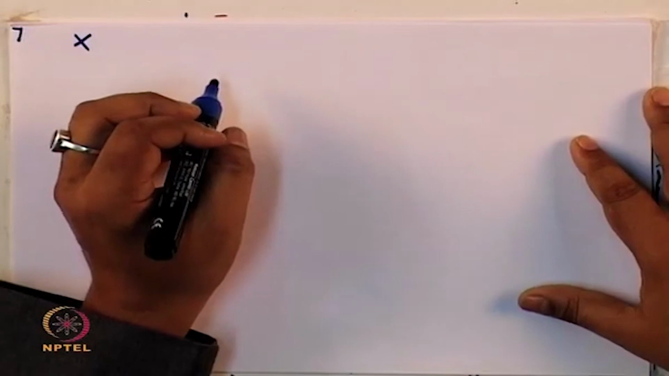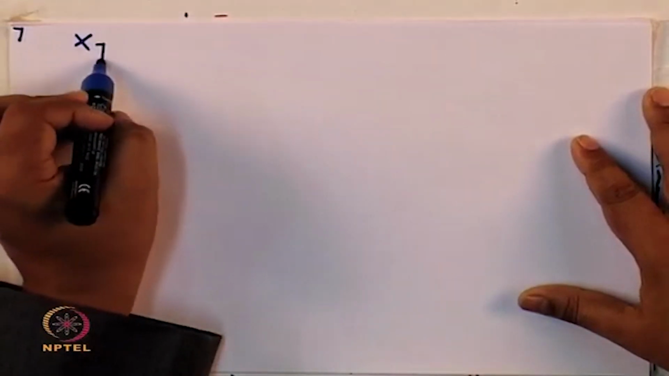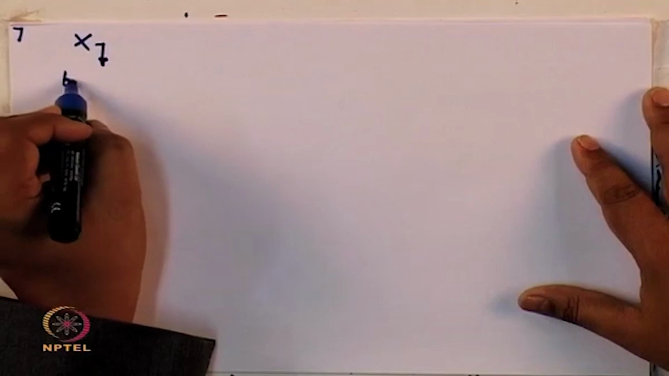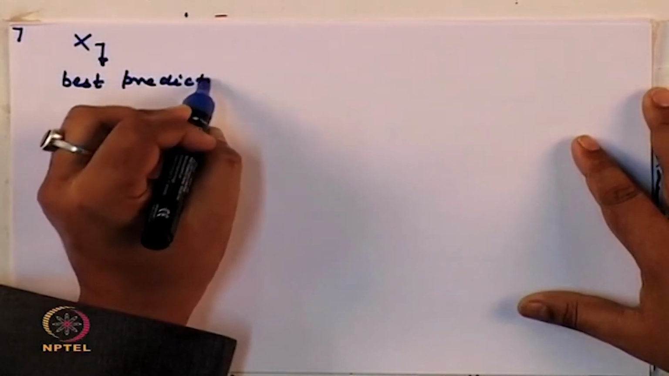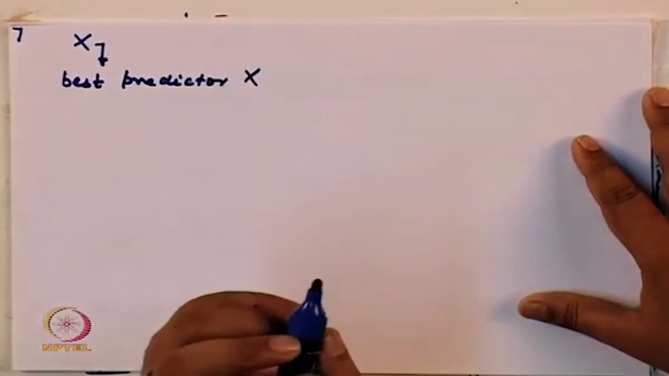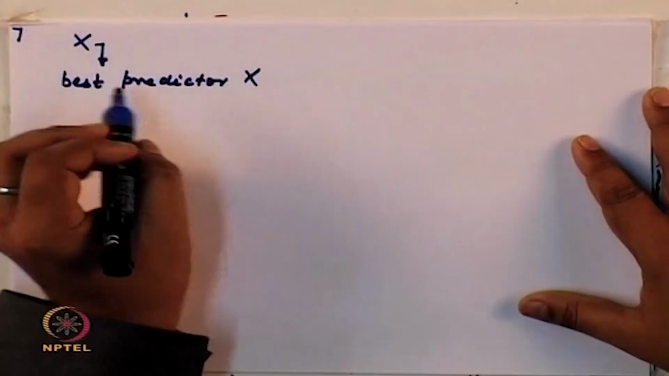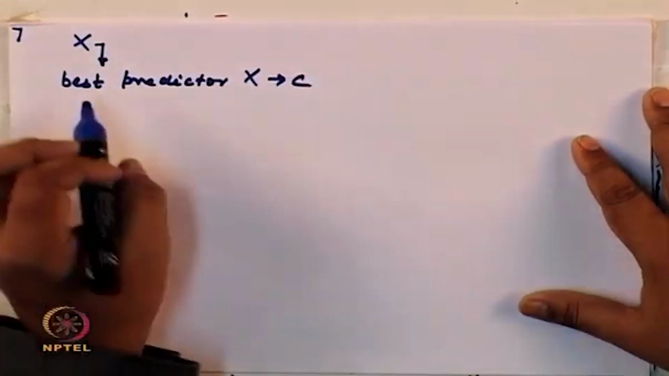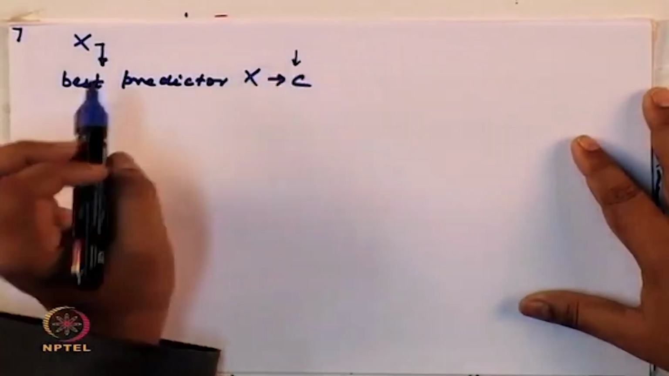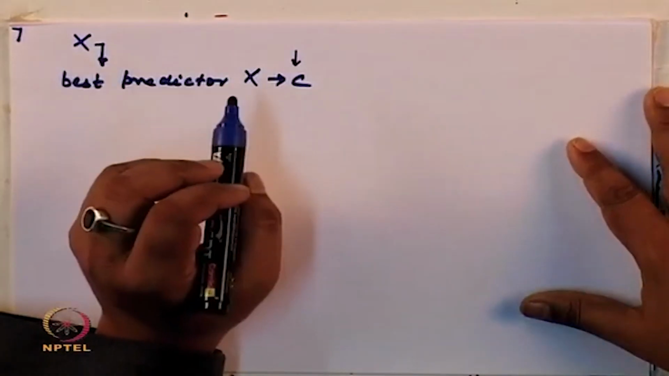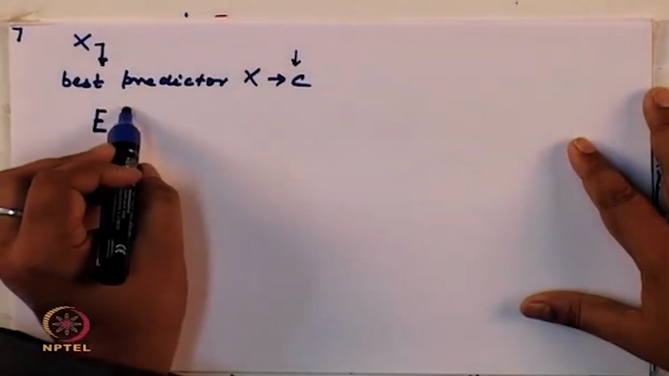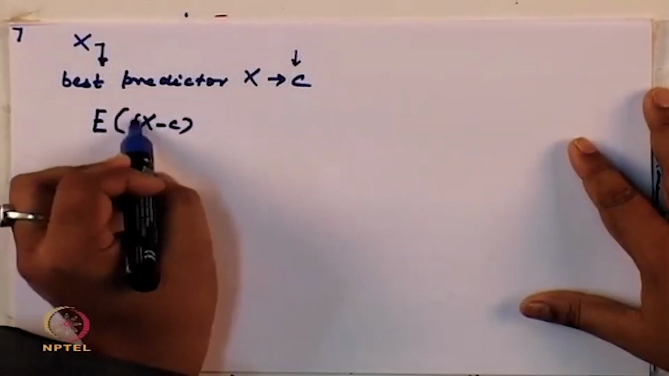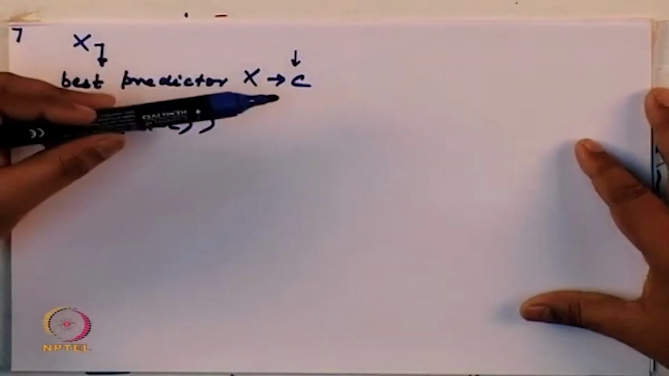So in expectation, you have a random variable x. We want to know what is the best predictor of x. What is the prediction that x will have a value of c? What is the value of c which best predicts x? So in essence, we want to compute the best predictor of x.